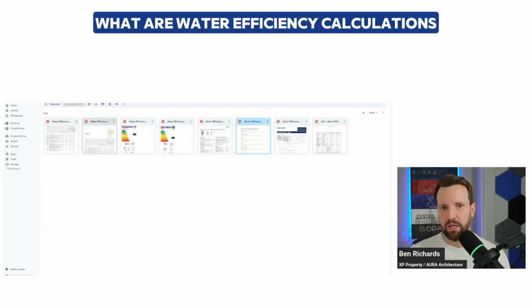It is something that you're going to have to do and submit to building regulations whenever you're creating new builds or change of use, commercial conversions, for example. So making sure that you are aware of this early and you're picking fittings that can conform to these water efficiency calculations is really key.